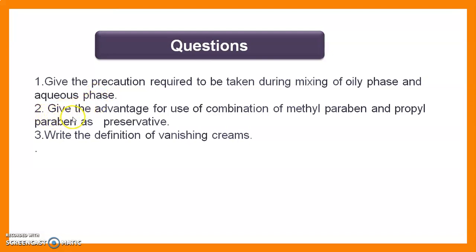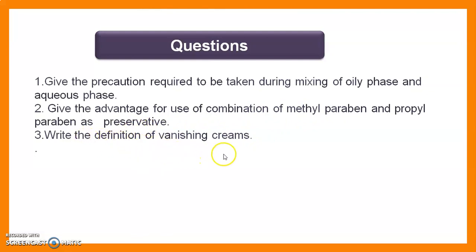Then the second question: give the advantages of using the combination of methyl paraben and propyl paraben as a preservative. If we use methyl paraben alone as a preservative, the quantity of methyl paraben required is large. But if we use the combination of methyl paraben with propyl paraben, propyl paraben being only 0.02%, the quantity of methyl paraben required is ultimately less. Here we use a 9:1 proportion combination of methyl paraben and propyl paraben.